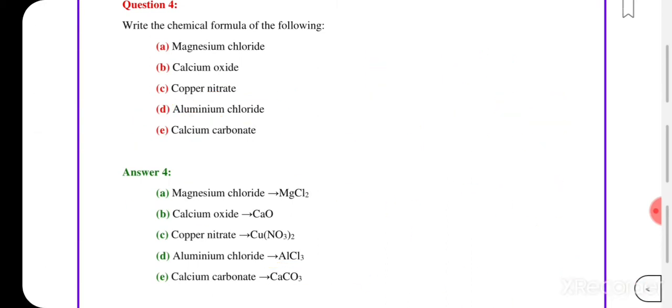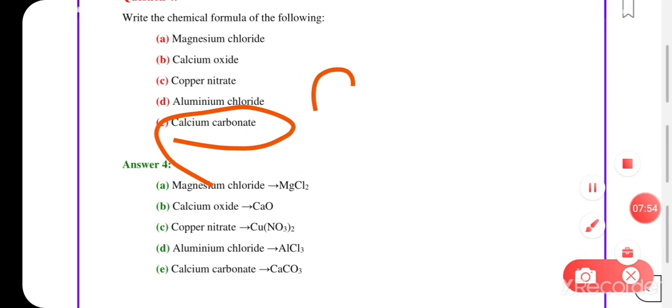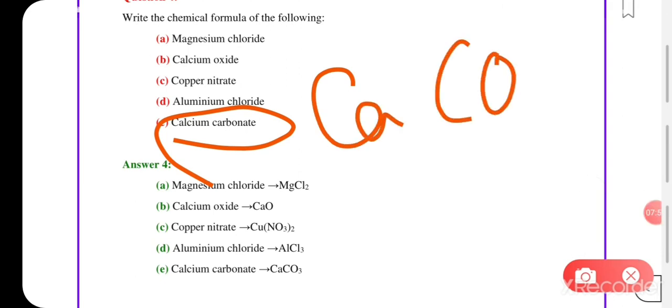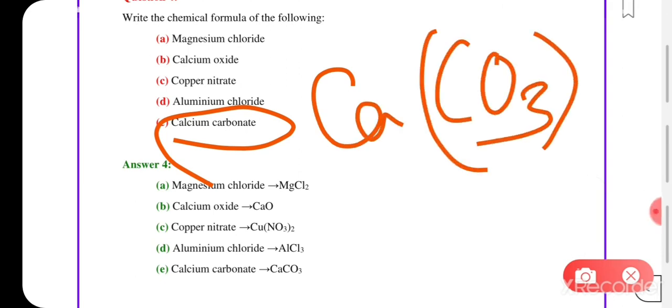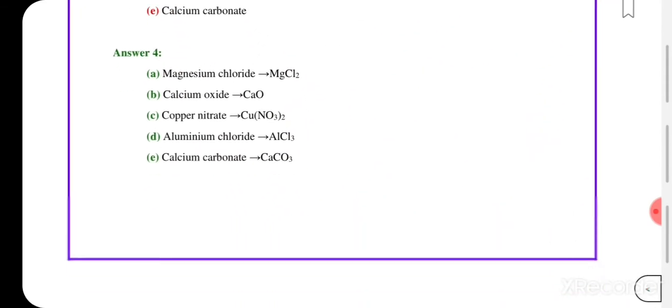Next one is calcium carbonate. Calcium carbonate, you will first write the symbol for each one. Calcium valency is 2. For carbonate also valency is 2. So I'll write here. Now 2 and 2 get cancelled. What will our formula be? The chemical formula will be CaCO3. This is how you have to do these types of questions.